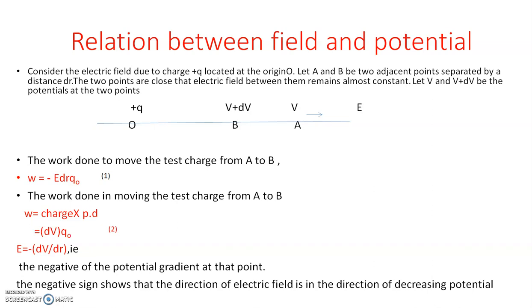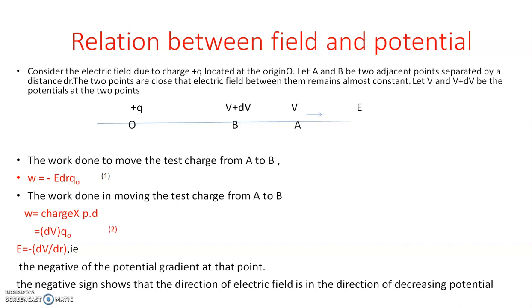So what's the formula to find work done? Work done is equal to F dot dr. And force is given by Q0 into E, because Q0 is the test charge to be taken from A to B. Now, what is the angle between force and displacement? The angle between force and displacement is 180 degrees. That is clear, no?